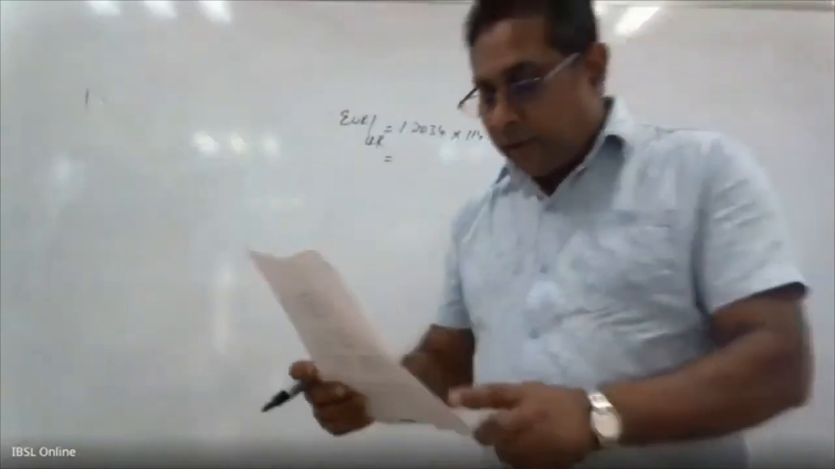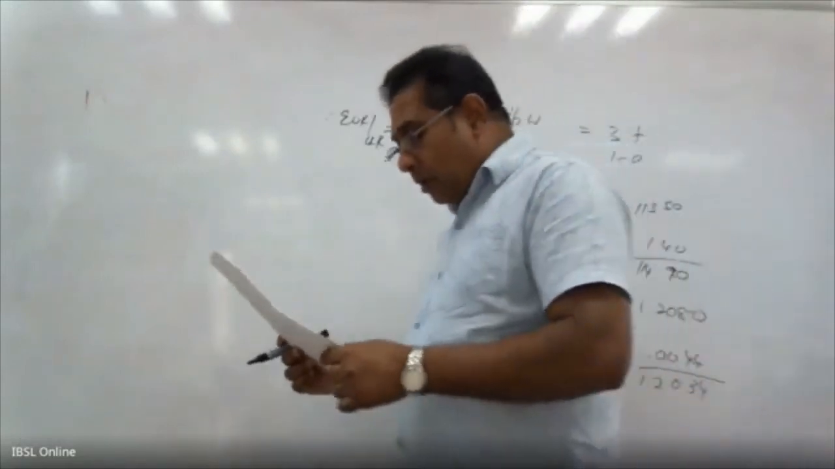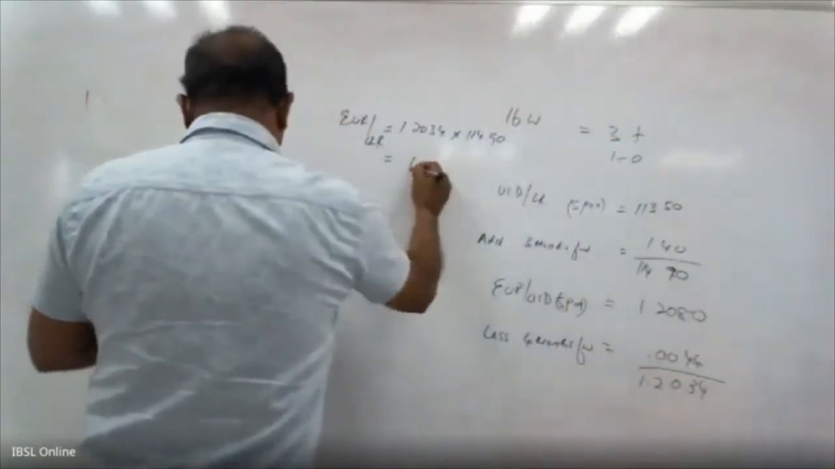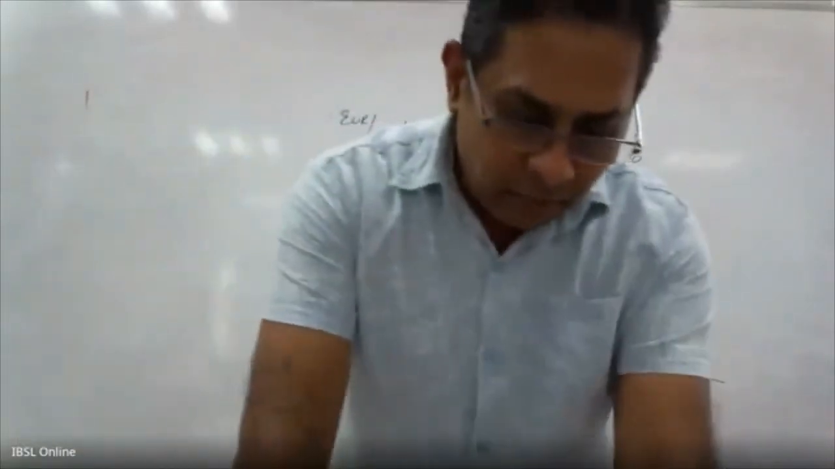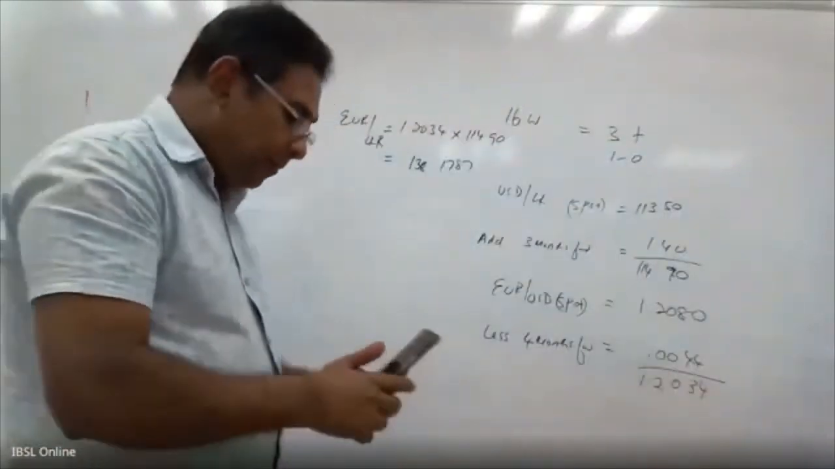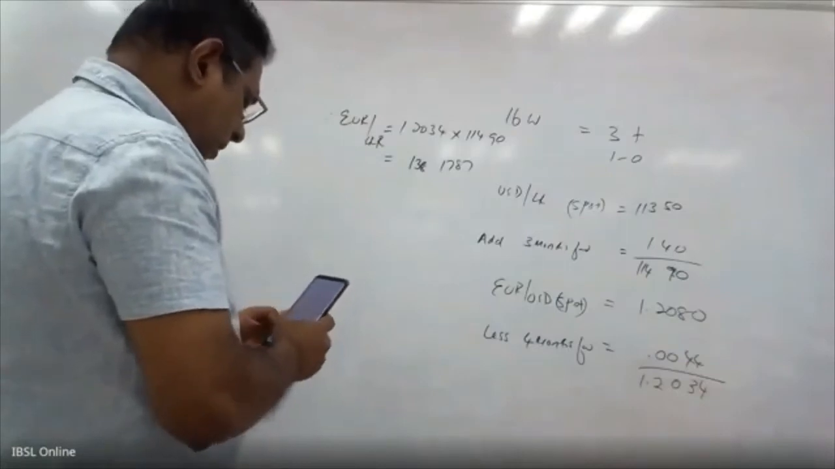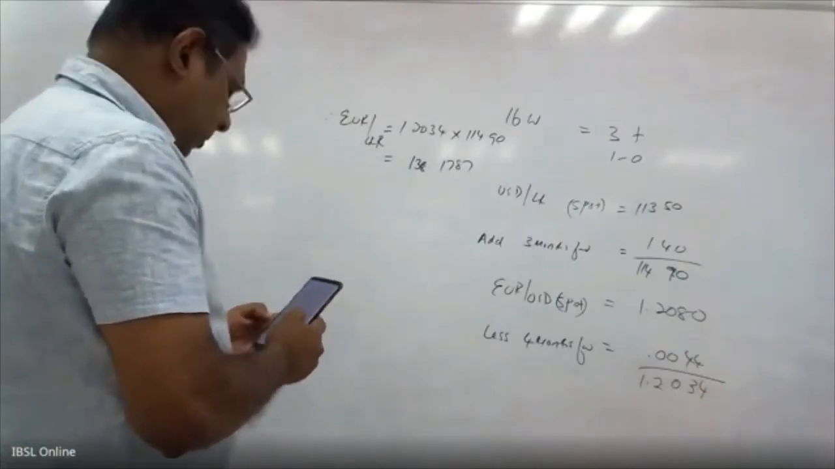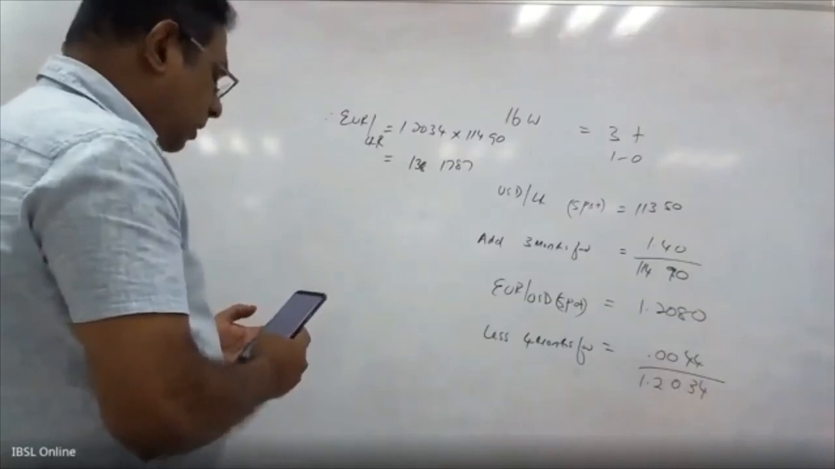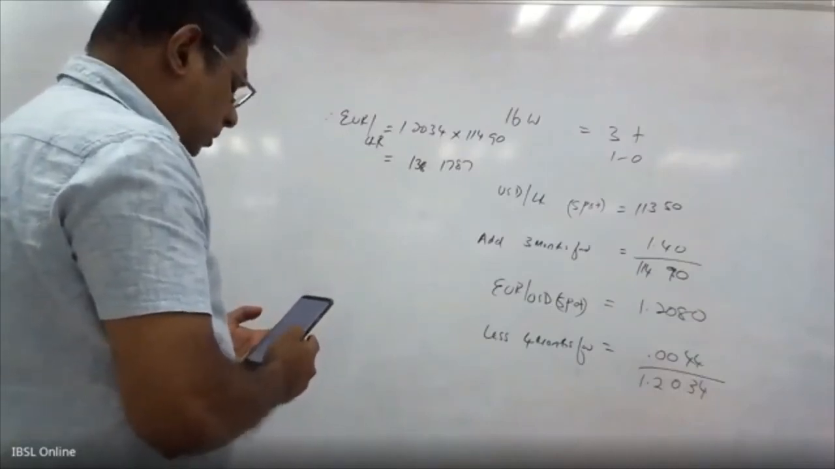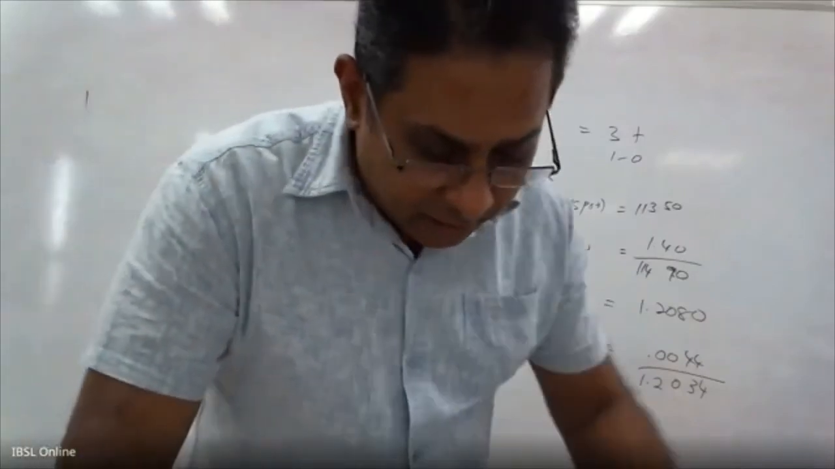I will just pick the figure from here. I presume that is right. You just check it. It says 138.1787. But it doesn't take minutes now. I will just calculate and see whether it's right. 1.2034 into 114.0, 138.2027066. I think we had done a mistake in there.